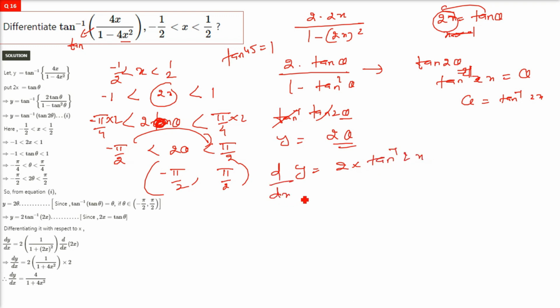Alright. So dy by dx, let us do 2. Tan inverse 2x is what? Tan inverse of something will be 1 by 1 plus this content square, 2x square in this case. And differentiation of 2x by the chain rule will be 2. So 2 into 2 over 1 plus 2x whole square, which is 4x square. This is your final answer.